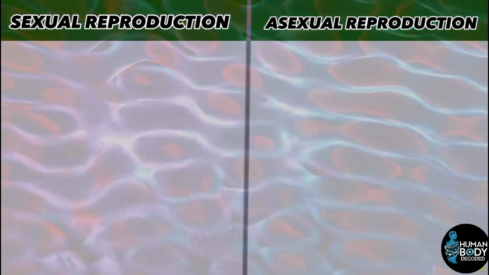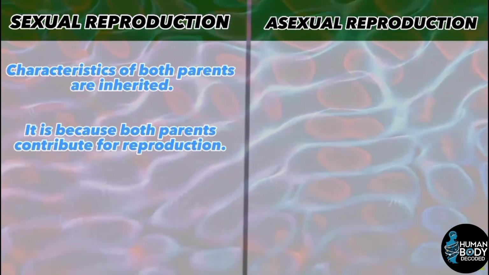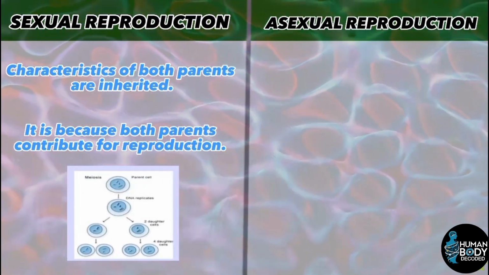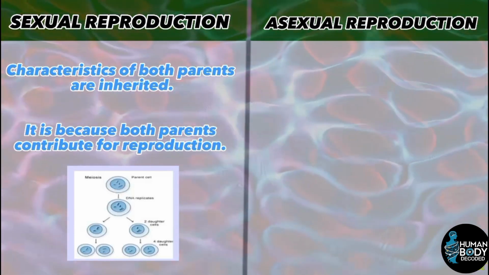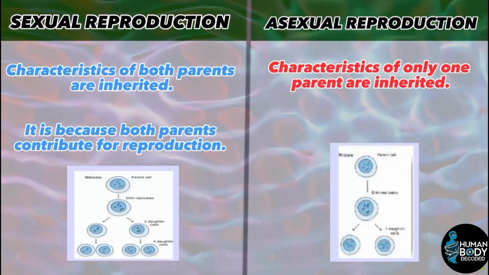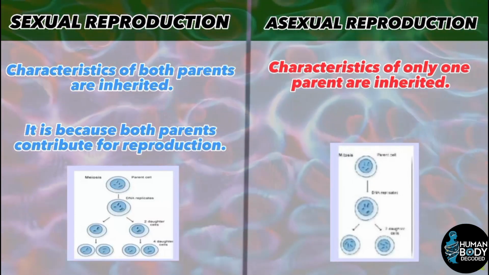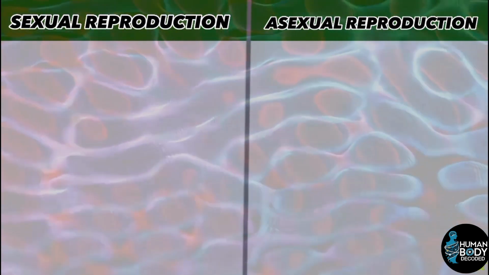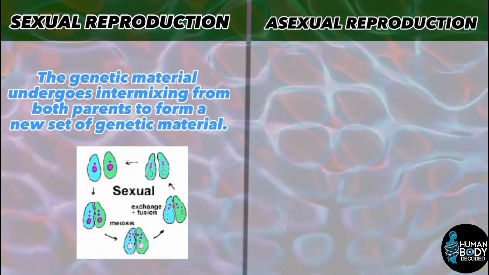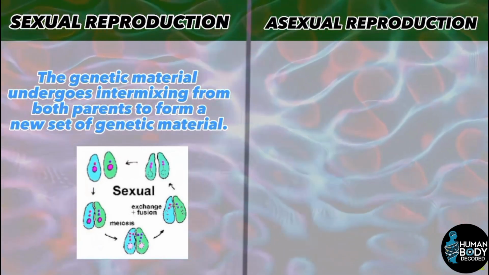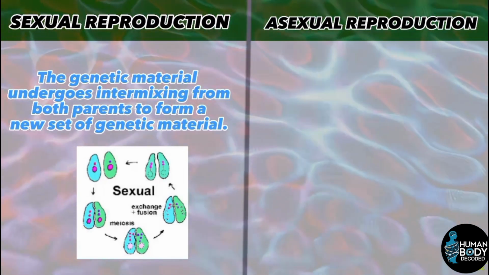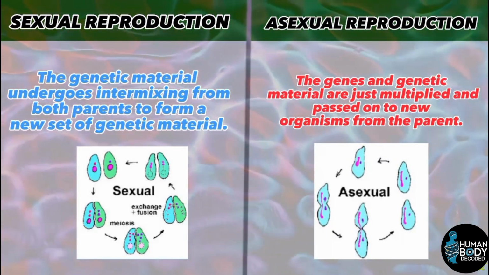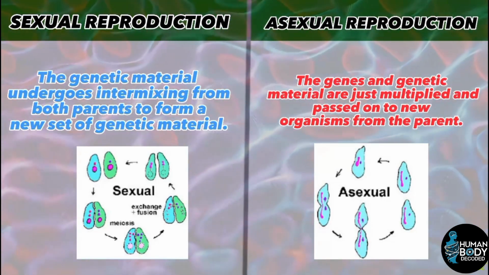Difference number 9. In sexual reproduction, the offspring inherits characteristics from both parents because both male and female chromosomes contribute. Thus, the offspring inherits traits from both parents. But in asexual reproduction, only one parent is involved, so the offspring inherits only the characteristics of that parent. Difference number 10. In sexual reproduction, genetic material is mixed during meiosis through crossing over. But in asexual reproduction, the same genetic material is simply copied and inherited as it is by the offspring.